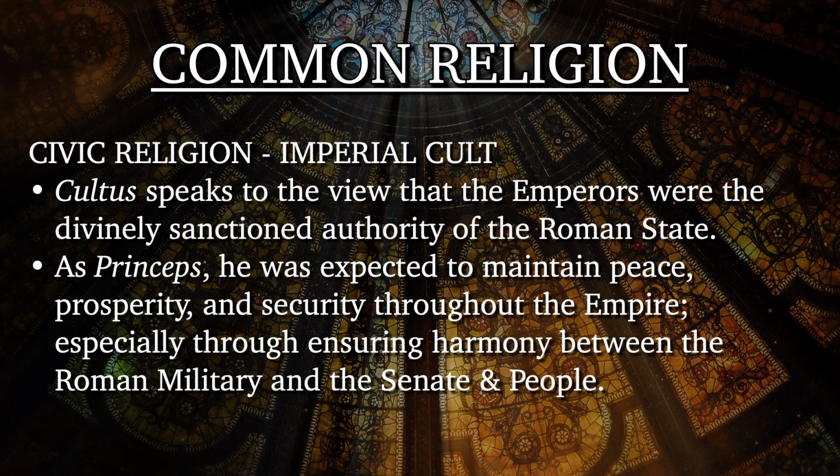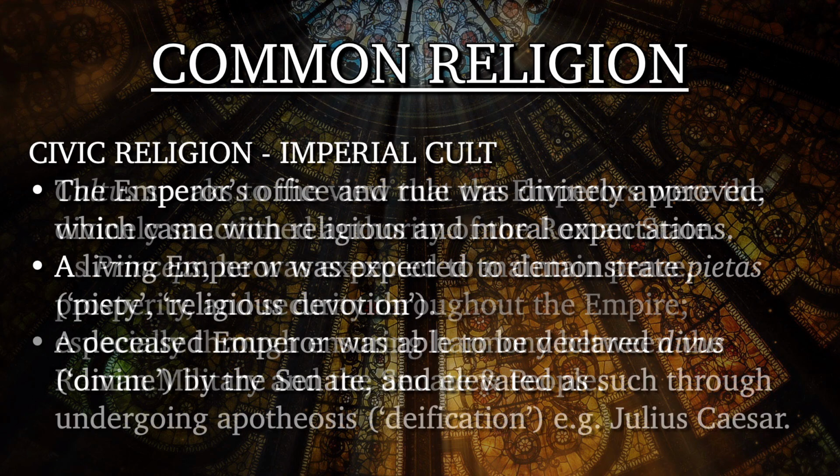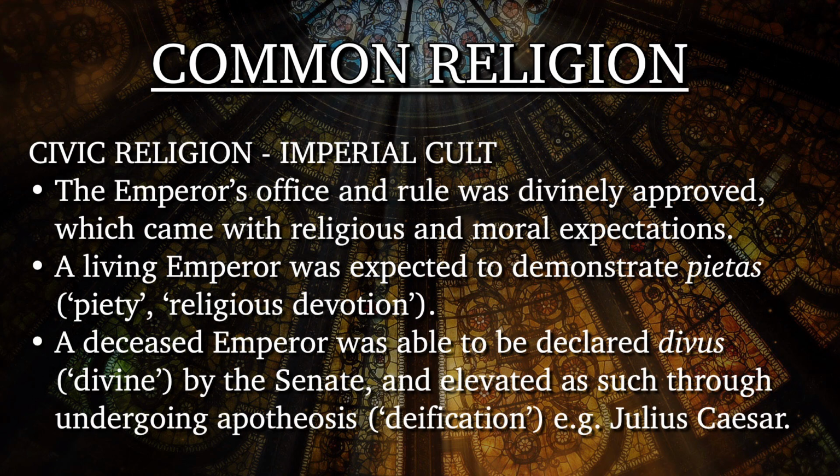I mentioned in previous weeks that approximately half of the Roman emperors were assassinated by the Praetorian Guard, the elite imperial guard of the Roman army, on political grounds. Because I'm saying to you, the military, and particularly the Praetorian Guard, was its own political beast in and of itself. The emperor's office and rule were divinely approved. This is what I mean by the cultus, and it came, therefore, with particular religious and moral expectations.